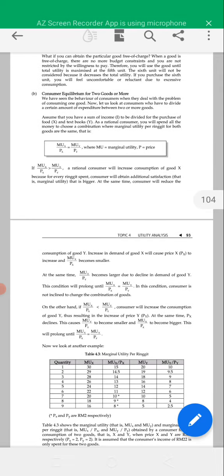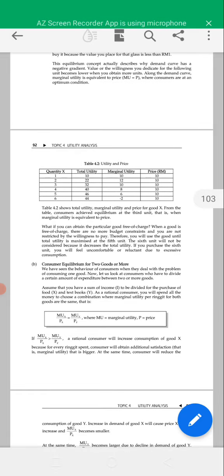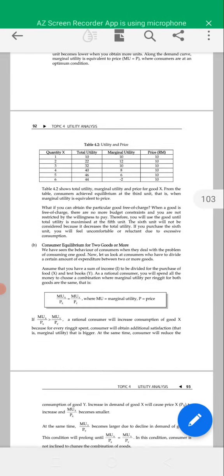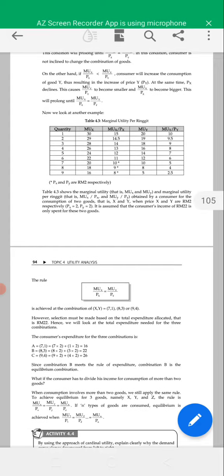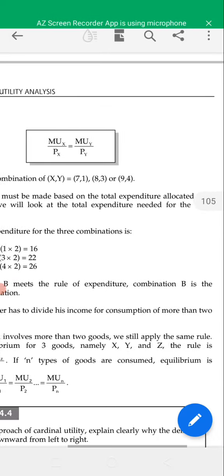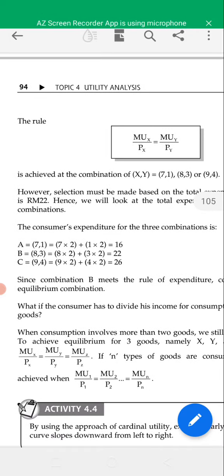Remember the budget line, we said the formula for the budget line is, let me not look for it, I can just state it. The formula for the budget line is M or I, which is income. So income is equal to the price of X times X, which is the quantity of X, plus the price of Y times the quantity of Y, isn't it?